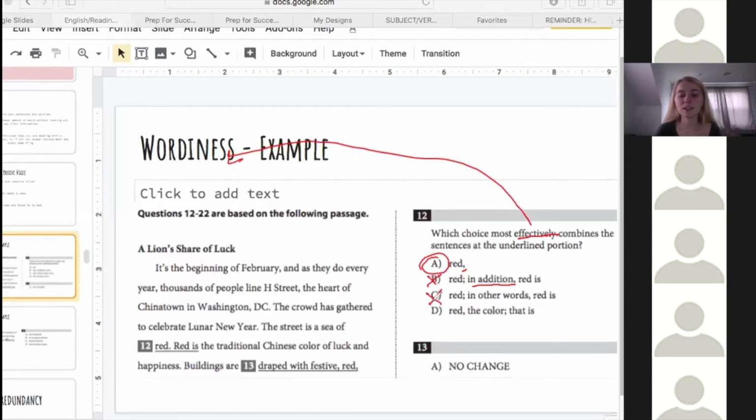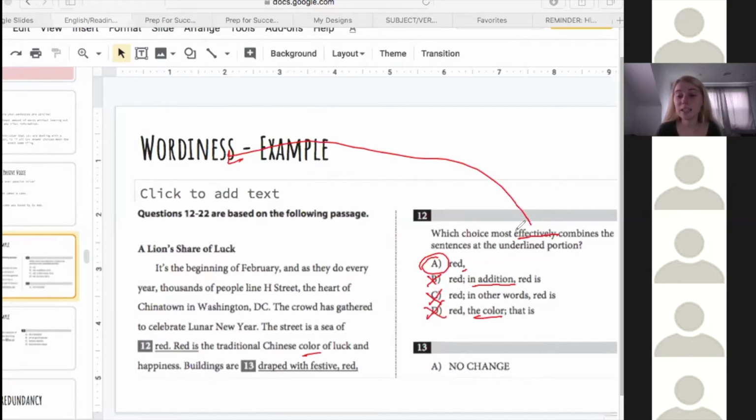And now our very last one, we have that the street is a sea of red. Then we say the color, that is the traditional Chinese color. So notice there I'm repeating the color and the color. I don't need to repeat items there. Also, if I say red, we know what red means. We know that it's a color. Therefore, we could cross that one off and we don't need all that extra information.